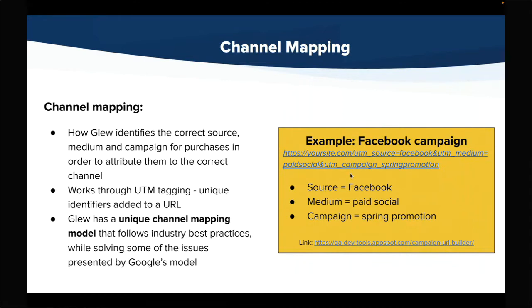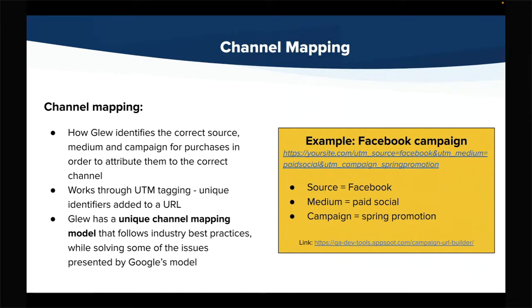Effectively, what a UTM does is break things out into a source, a medium, and a campaign, right? Think of the source as Facebook. The source is who is providing this advertisement, this link. And ultimately, it's Facebook, it's Instagram, it's Google, it's direct, it's referral. So it's going to be whatever that source is. That's a larger grouping of a channel.